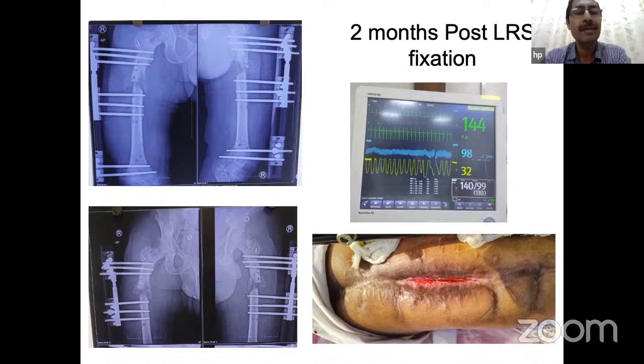Next slide, please. The patient was on regular dressing and compression was started over the fracture area. Within 2 months, we can see that some callus formation started over the fracture site and the wound also started healing. But during this process, the patient had regular cardiac arrhythmias. You can see that his pulse rate used to go. Many times he had atrial fibrillation. Next slide, please.